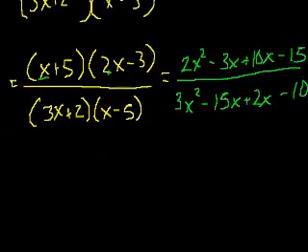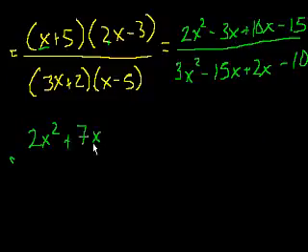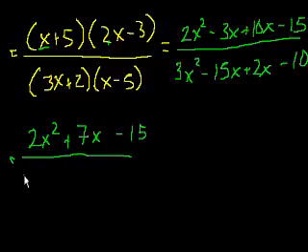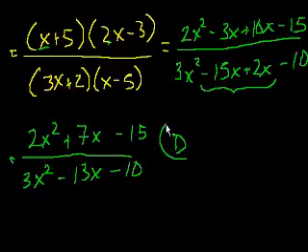And now let's see, we can simplify. The numerator is equal to 2x squared minus 3x plus 10x, so that's plus 7x minus 15, all of that over 3x squared and minus 15x plus 2x. Minus 15 plus 2, it's minus 13x, minus 10. And that is choice D. Choice D. Next problem.